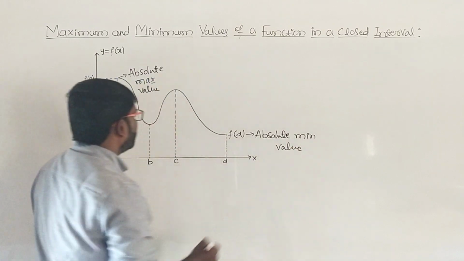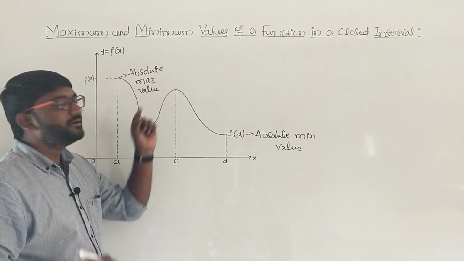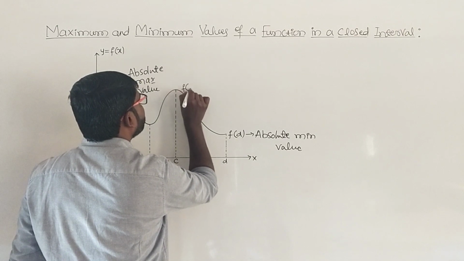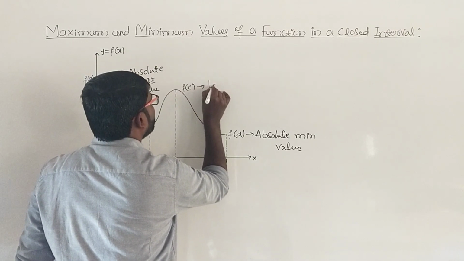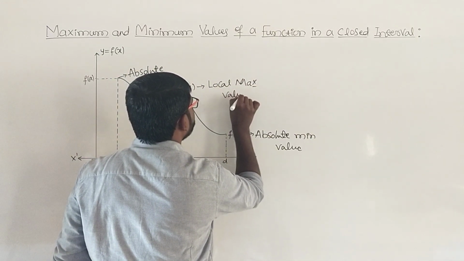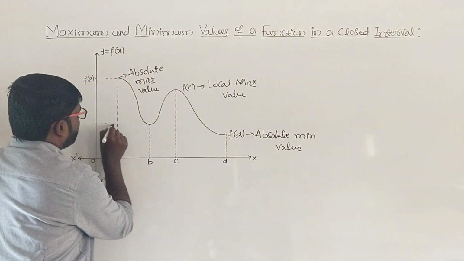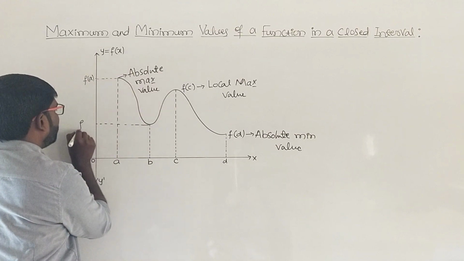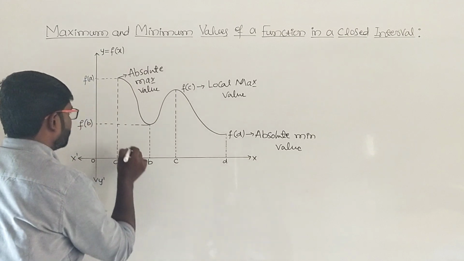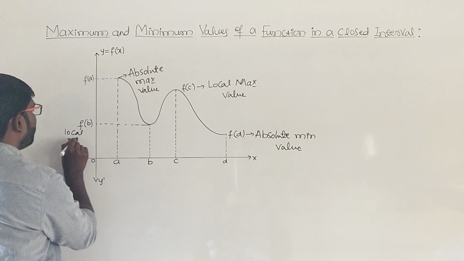Now what about the point b and the point c? At this point you will have the local maximum value. So this is f of c. f of c will be the local maximum value. And at this point b, if you draw a straight line here, you get f of b. What is f of b? It is the local minimum value.